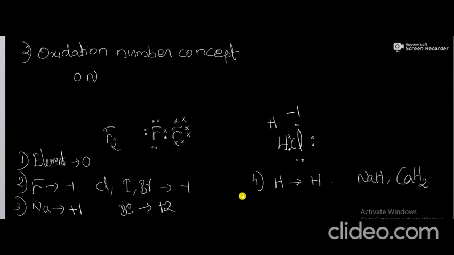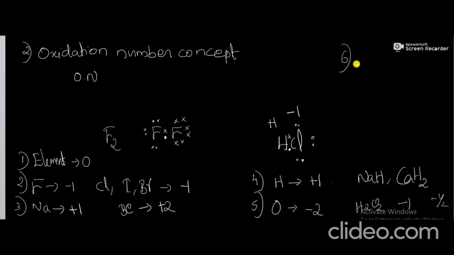Fifth rule: the oxidation number of oxygen is -2 in all compounds except in peroxides. What is the formula of a peroxide? H2O2. That is the formula of a peroxide. In peroxides, the oxidation number of oxygen is -1. Similarly, in superoxides, its oxidation number is -1/2, etc.